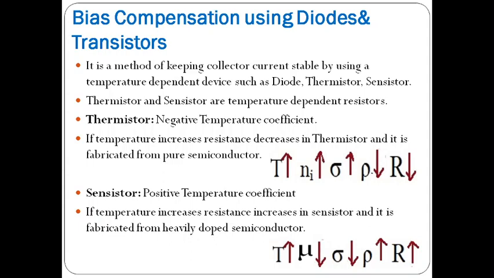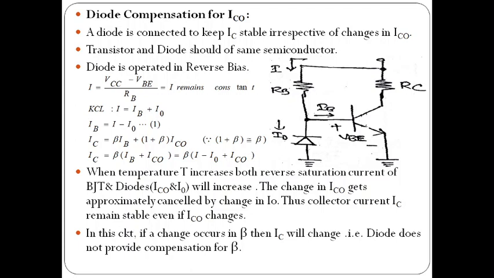Clear? Today we will discuss how compensation is done by using diodes, transistors, thermistors and sensistors. First, diode compensation. We said that when temperature increases, the reverse saturation current ICO increases, VBE changes, and beta also increases. These three vary with the change in temperature, and when these three parameters change, IC also changes.